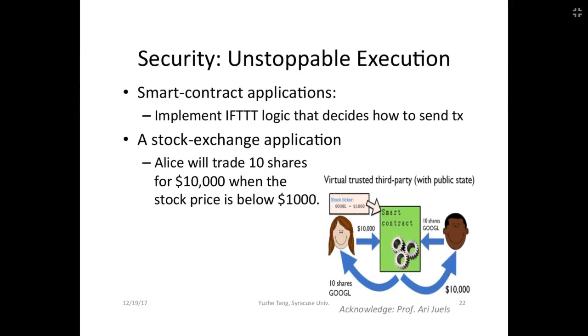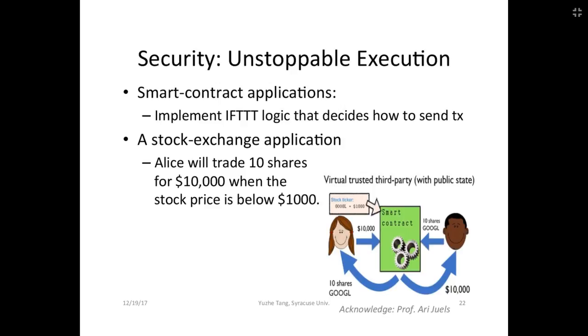By exploiting this feature, you can build many applications on top of the smart contract interface. Basically, you can implement some logic that decides how to spend the transactions. So here, let me use an example. A stock exchange can be built as an application of a smart contract. If Alice wants to trade 10 shares for $10,000 when the stock price is below 1,000, then that logic can be implemented using a smart contract.